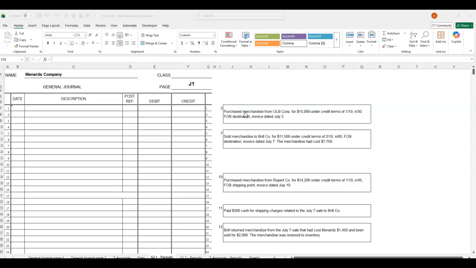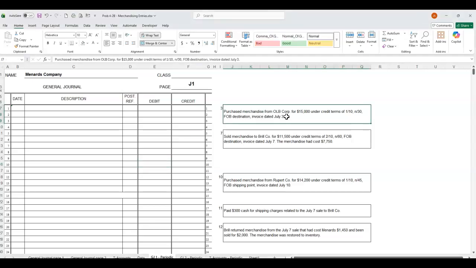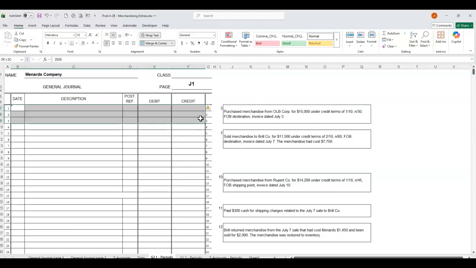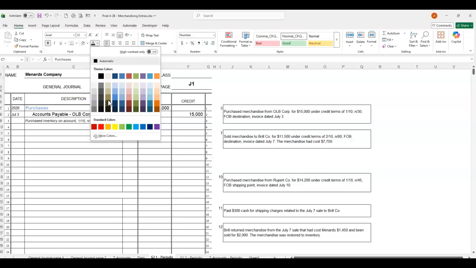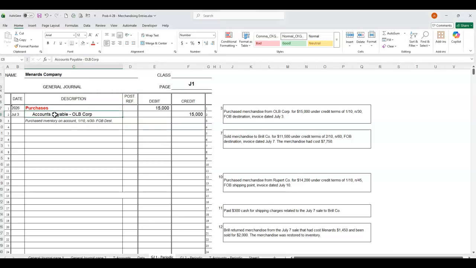So let's look at this one first. We purchased merchandise from OLB Corporation for $15,000. The terms were 1/10, n/30, and it's FOB destination. Since we purchased it, that means it won't become ours until we actually take possession of it at our destination. So we won't pay the freight on this. We're just going to debit purchases. And let's make sure we highlight the differences. In the periodic method, we debit an account called purchases instead of the inventory account.